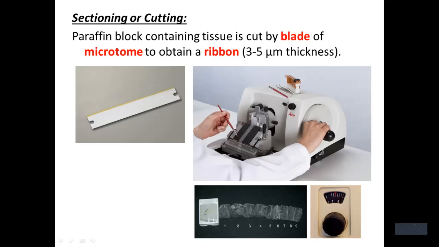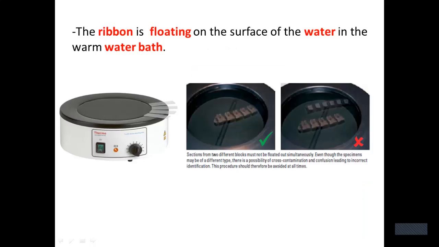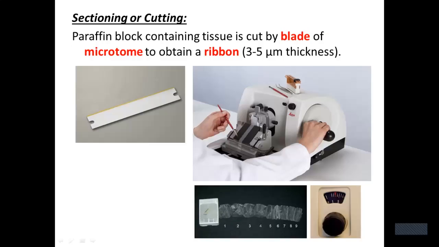Finally, you obtain this figure. The section must be 5 micrometers in thickness, so check this point. Finally, we obtain this thin section or slide. After that, the ribbon is floated. This ribbon is the thin section obtained after cutting.